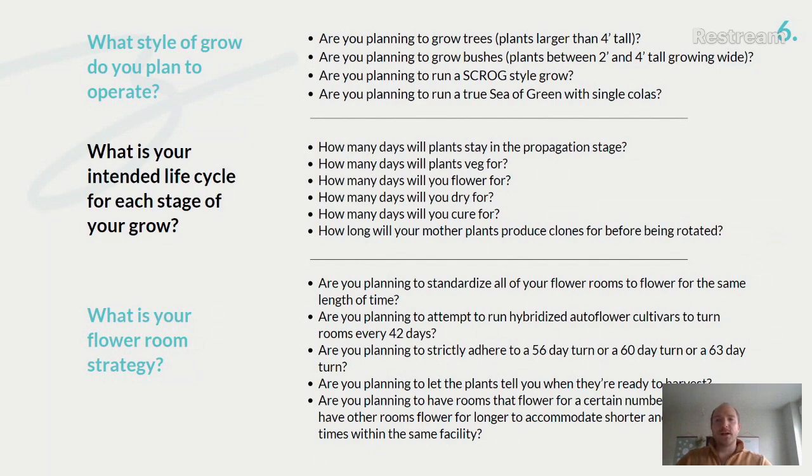Taking a step further, what's your intended life cycle for each stage? Remember on that last slide I had talked, are we going to have dedicated spaces and dedicated rooms for each step in the process? That's my preferred method to do it. And if so, how many days will plants stay in each room and stay in each stage? This really affects your operational flow, like I had mentioned on that last question. And if we're trying to maximally produce, we want to make it so that your propagation leads immediately into veg.